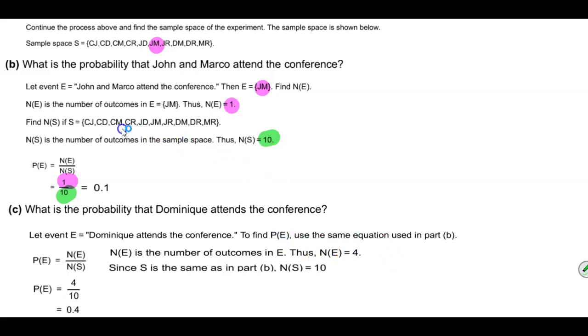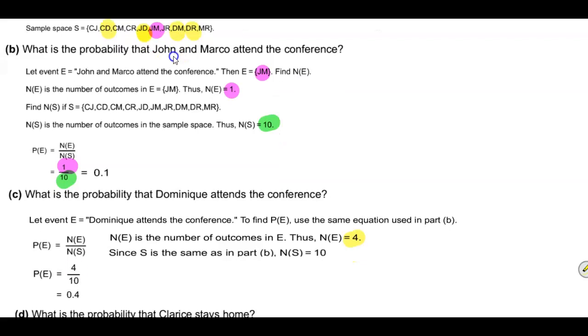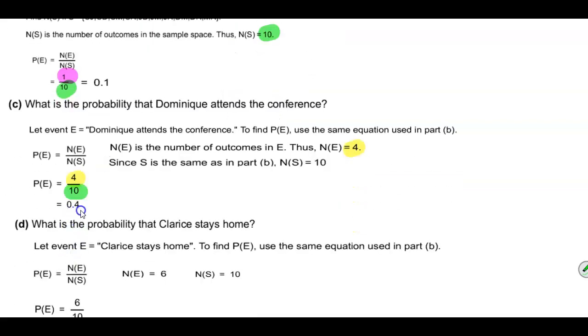Now, if we come back up to the sample space, how many times do we see Dominique in that sample space? Well, we can see that up here, there is one scenario, there's the second scenario, there's the third scenario, and there's the fourth scenario. So that means that the total number of ways Dominique can attend the conference is 4. So we have 4, and then we're going to divide by the total number of outcomes, which is 10. So therefore, it would be 0.4.